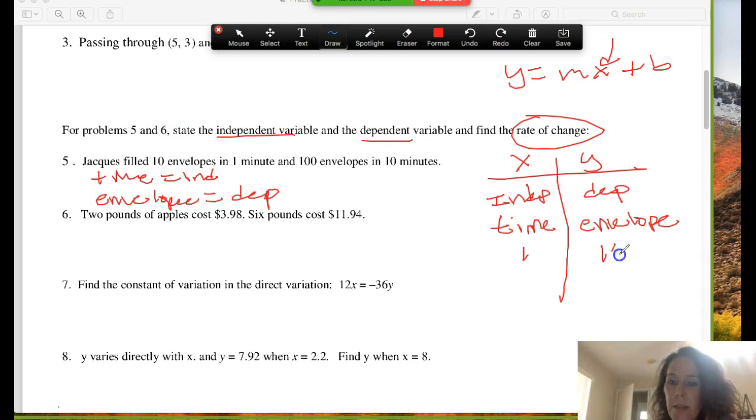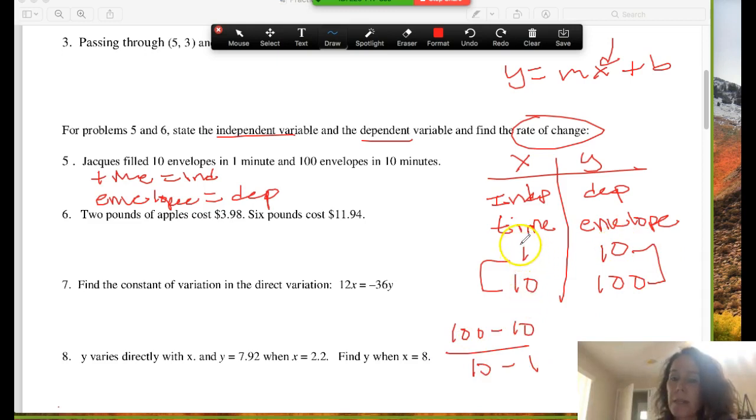All right, now let's go ahead and look at, for time, we're going 1 minute and we do 10 envelopes. Or we do 10 minutes for 100 envelopes. You can get the rate of change just by doing slope. Y minus Y over X minus X. So 100 minus 10 over 10 minus 1. That's just going to be 100 minus 10 is 90, divided by 10 minus 1 is 9. 90 divided by 9 is just going to be 10 over 1, or 10 envelopes per minute.